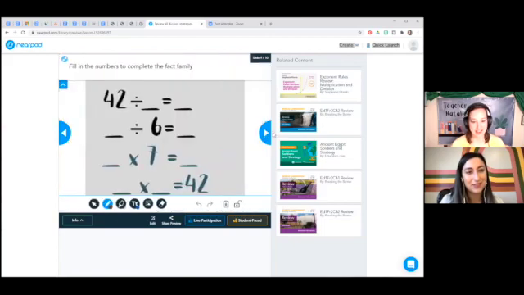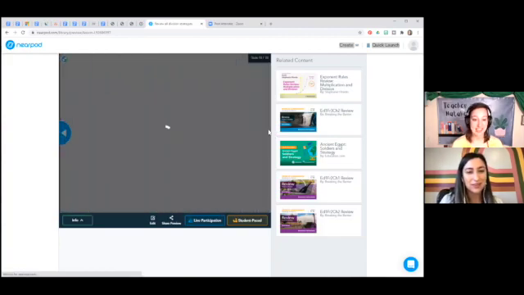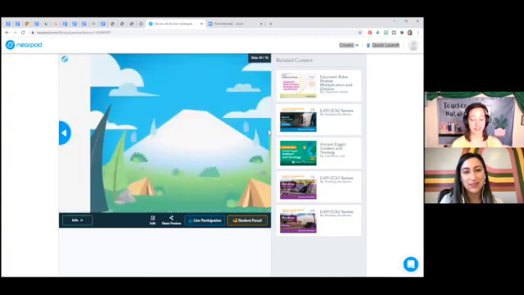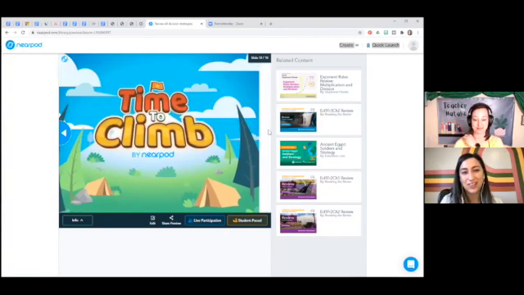I think another example of a draw it slide, I've written out the problem. Students just have to fill in the answer. And as they are drawing, I can see them. It's a lot of fun. That's really cool.